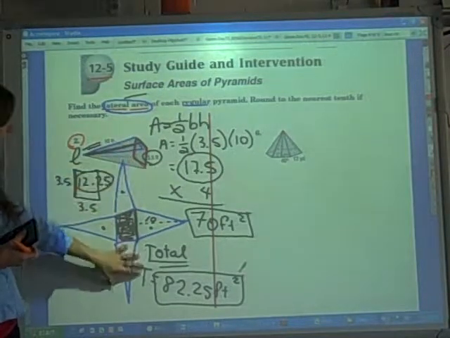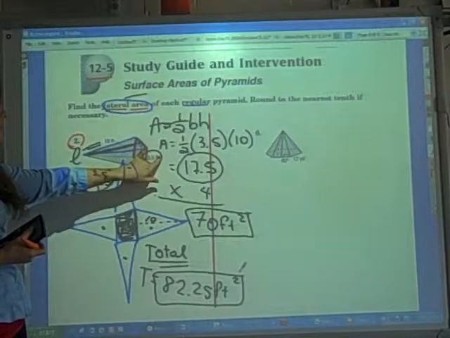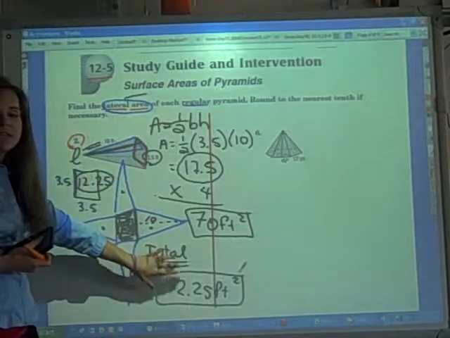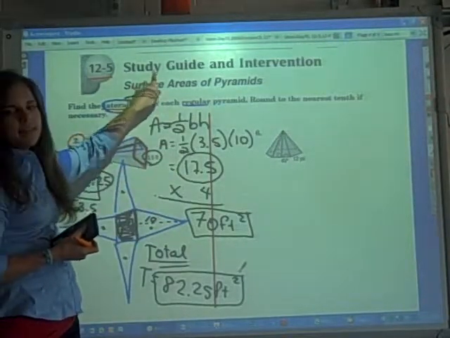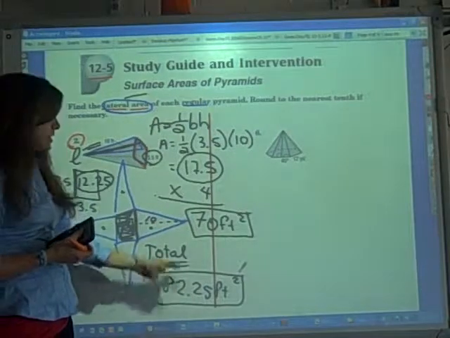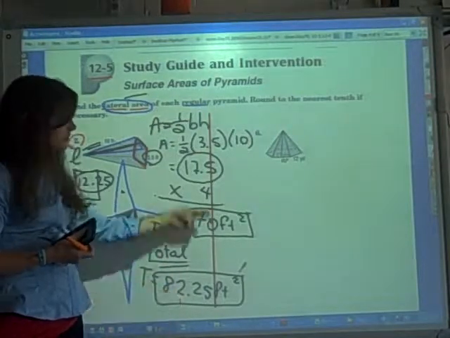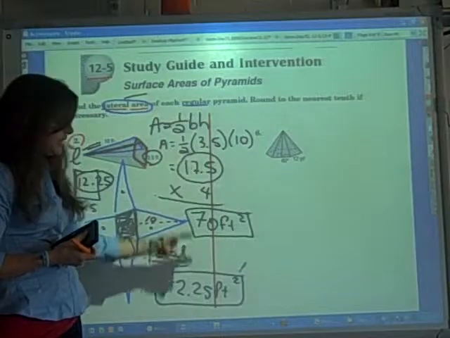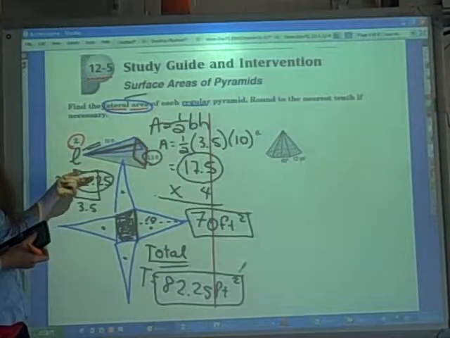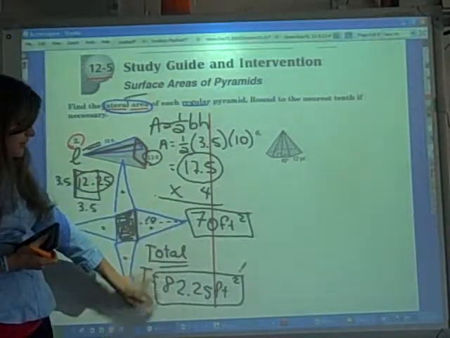Okay. Again, it did not ask you for total, it just asked you for the lateral area. I changed it just a little bit because when you get over to the back side of SGI, it is going to ask you for the total surface area. Find your lateral area first, add on the base area to that number for your total.